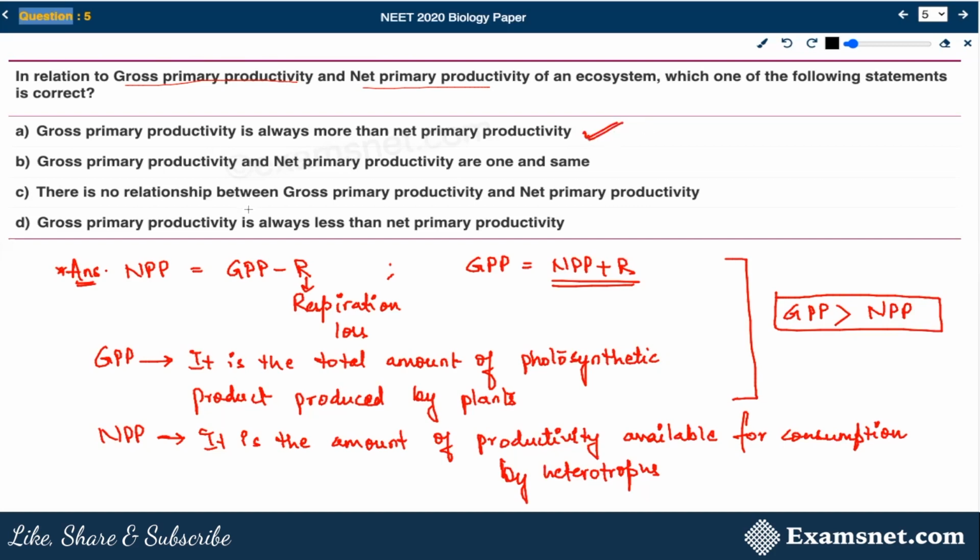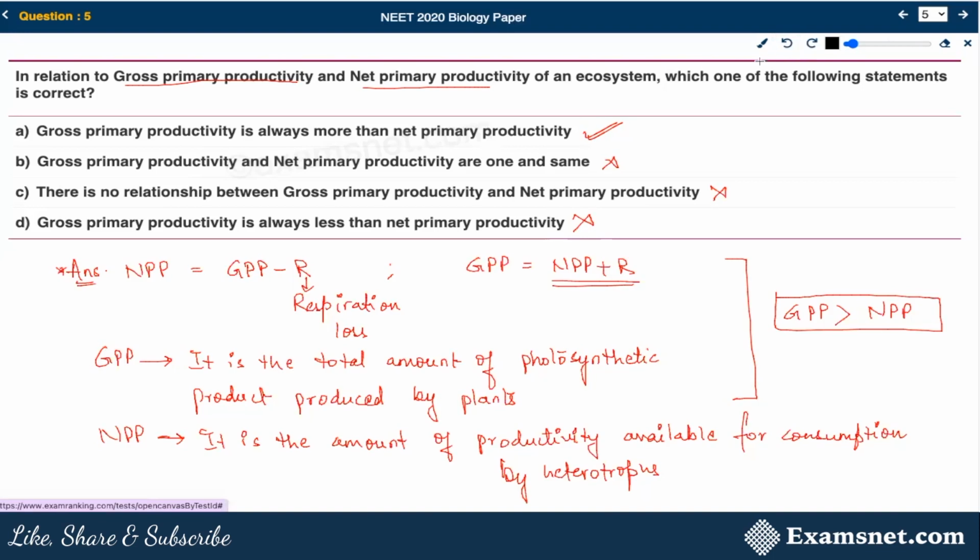This is the first statement which we found to be correct. The second statement says that gross primary productivity and net primary productivity are one and the same. Again, this is wrong. There is a relationship between them. The next statement says gross primary productivity is always less than net primary productivity. This is also wrong. So our correct statement turns out to be option A. This is the explanation that we have seen.